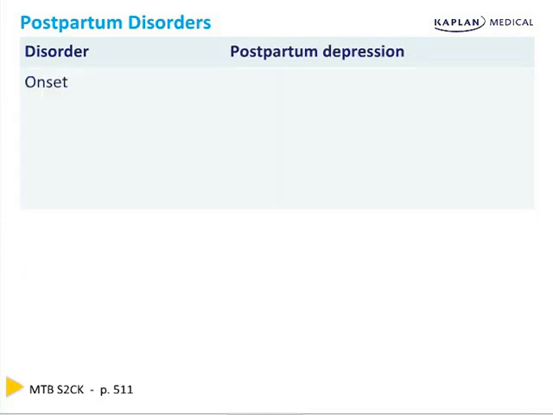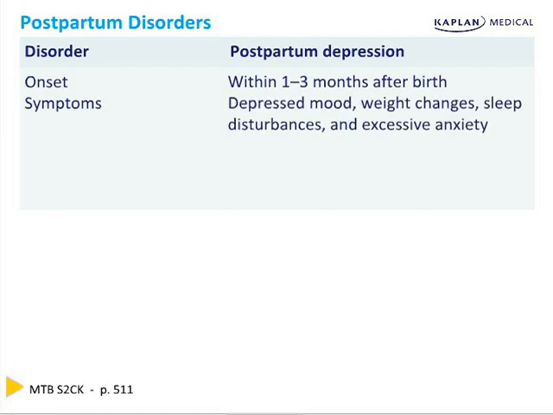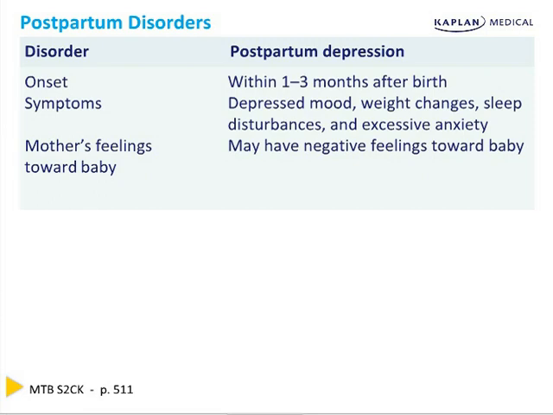Moving up in terms of severity from postpartum blues, there's postpartum depression. The onset is going to be within 1 to 3 months after birth, so it has a later onset. The symptoms are going to be more severe: depressed mood, weight changes, sleep disturbances, and excessive anxiety. And in the vignette, you want to look at the mother's feelings towards the baby, which can have negativity. So the mom might say that she has these negative feelings. The difference here between postpartum depression and postpartum psychosis is the mother's fully aware that these negative feelings are incorrect and she feels guilty for having them.